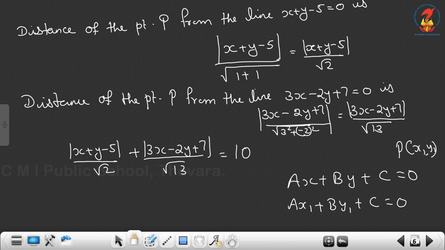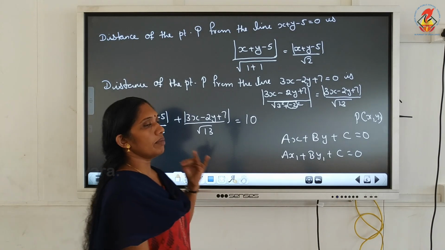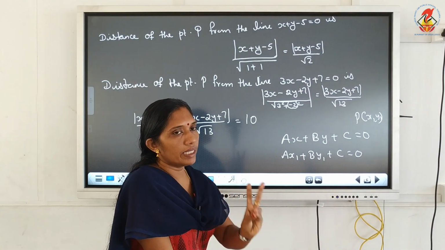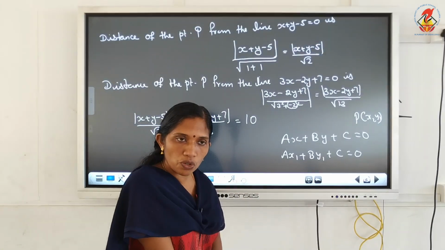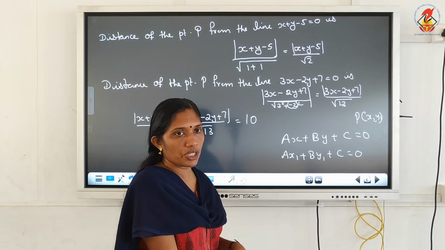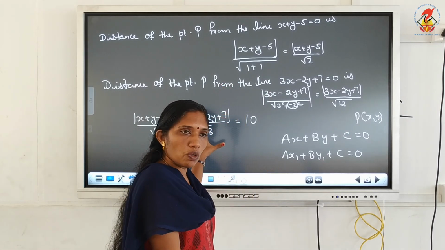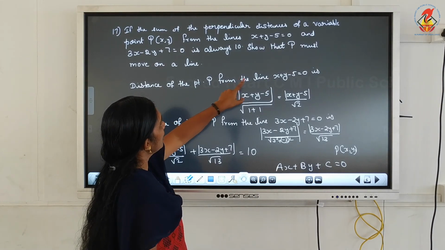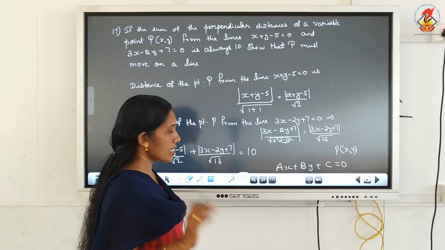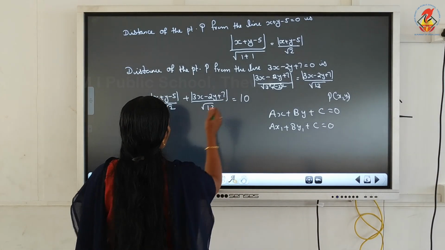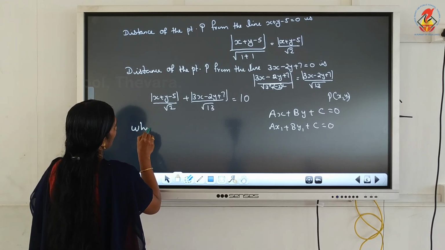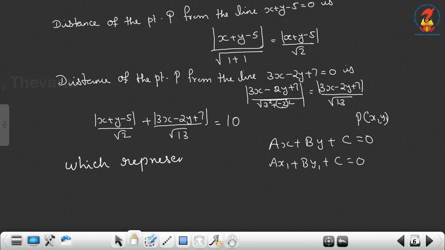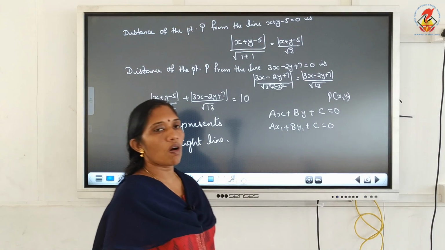Like that, when we check this, there is x term, y term and constant term. No need to simplify. There is x term, y term, constant term. So, it represents the general equation of a line. And in that equation, the point P, the coordinates x comma y, is also there. That means P is on that line. What is the question? Show that P must move on a line. That is, P is on that line. That's enough. So, we can conclude this represents a straight line, and that P is on this line. So, P moves on that line.